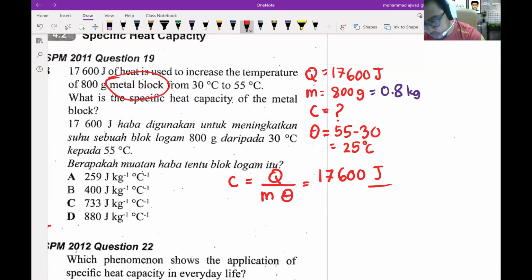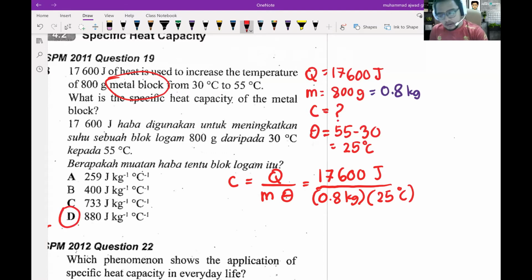17,600 joule over 0.8 kg times 25. Okay, so 0.8 times 25. 880. Okay, so 880 joule, kg kat bawah, ni atas. Degree Celsius kat bawah, ni atas. Okay, so tu specific heat.